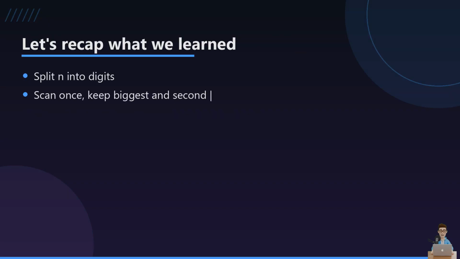Remember that tricky case with the number 22? Now you can see exactly why starting max2 at 0 and letting it update even on ties makes everything work out correctly. To sum up the whole approach, split the number into digits, walk through them one time while keeping the two biggest values updated, then multiply those two values together. That's genuinely the whole trick.